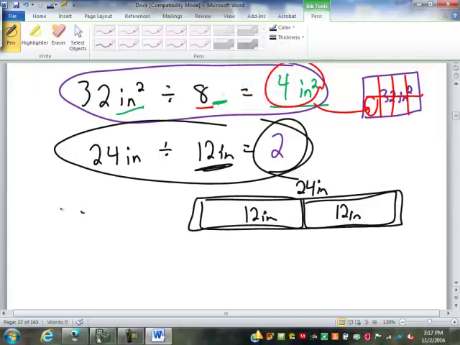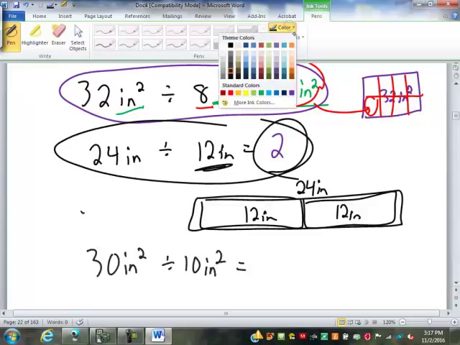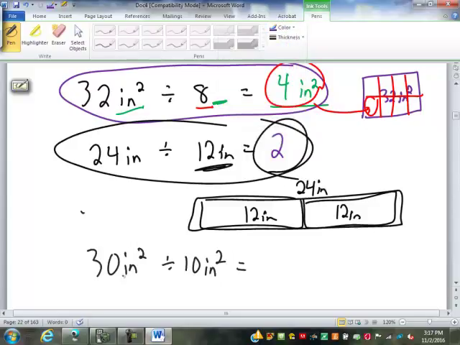The one example I didn't go over yet looks like this. Let's say I have 30 square inches divided by 10 square inches. Well, 30 divided by 10 is 3. What units are going to go on my answer here? There won't be any, because inches squared divided by inches squared goes away. So again, just like this is just saying 2 pieces, this is just saying 3 pieces.